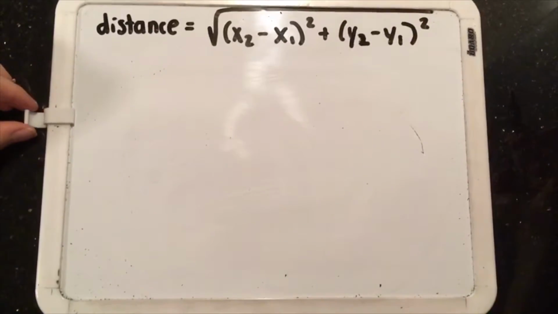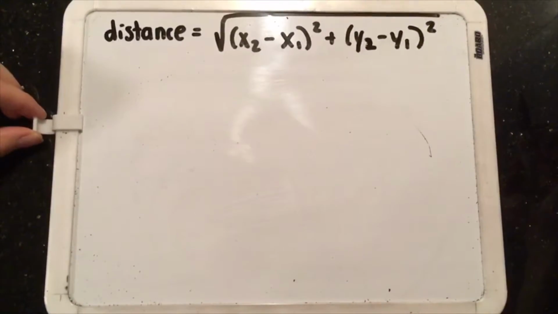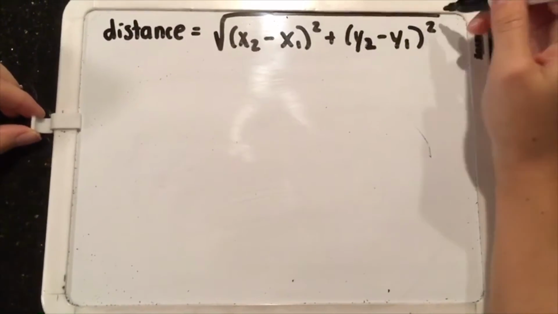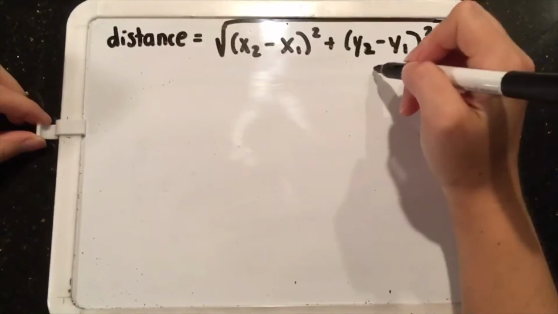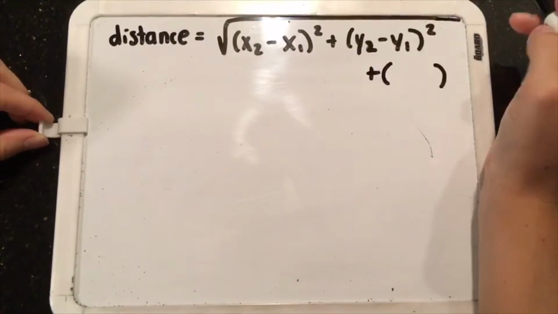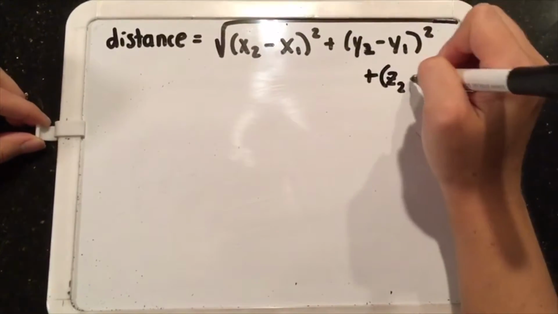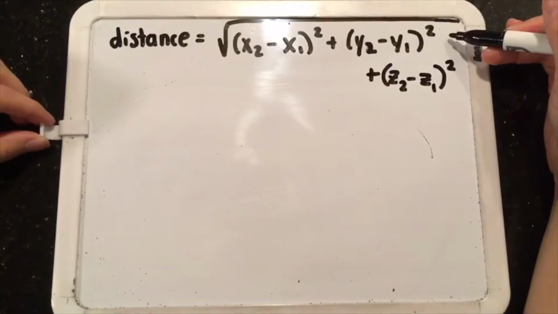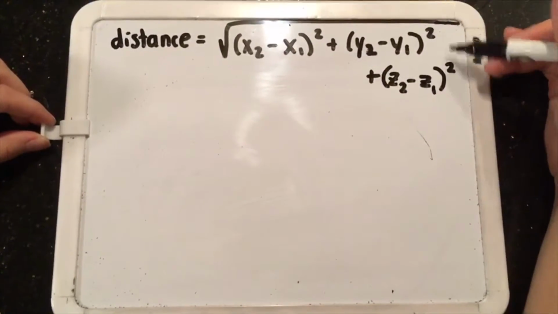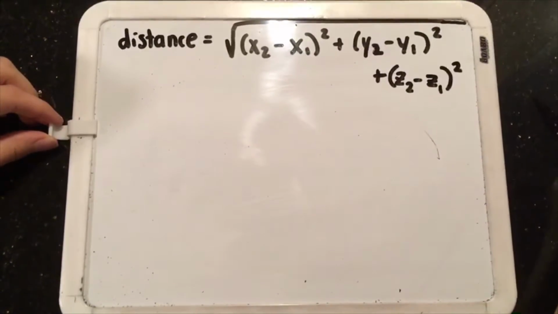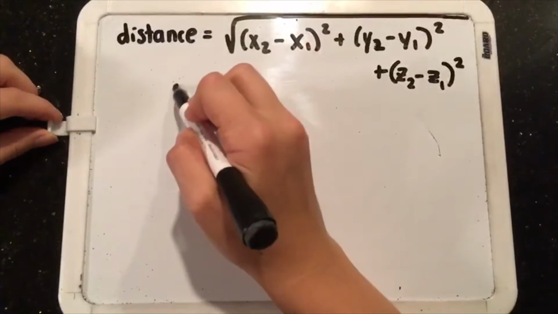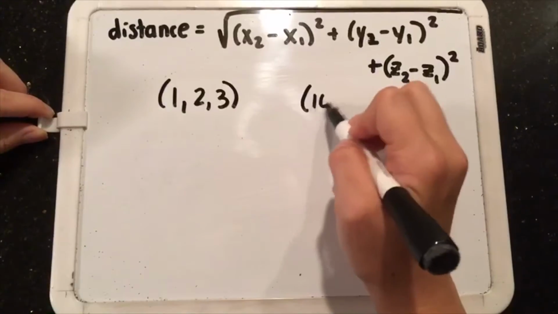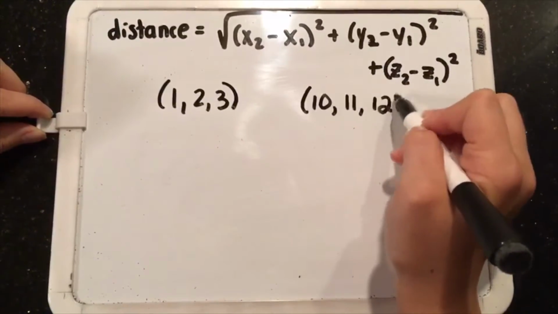What if you had a 3-dimensional coordinate plane? The distance formula stays the same, but we have to consider our z coordinate. Underneath this square root, you're going to continue by adding on the difference of the z coordinate quantity squared. So it's the same exact formula as the 2-dimensional version, it just has the z coordinate incorporated underneath the square root. Here's an example. 1, 2, 3, and 10, 11, 12.